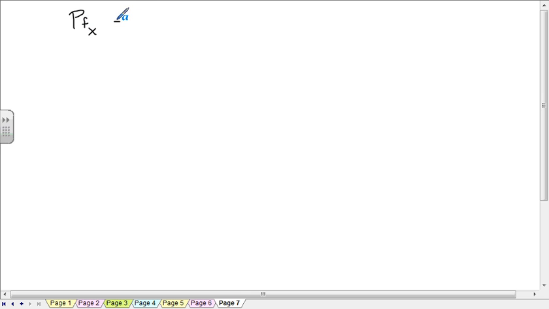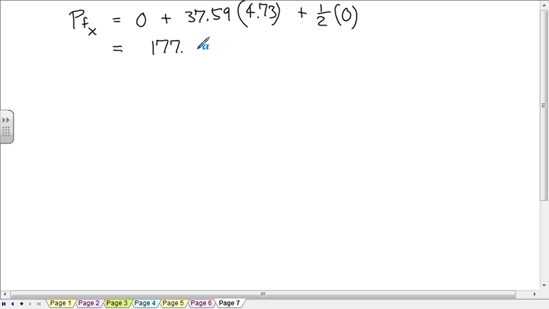And now we can go to the x equation. P of x is equal to 0 plus 37.59 times 4.73 plus 1/2 times 0. And so you get an answer that's just 37.59 times 4.73. What do you get for that? Okay, 177.8 meters. And then that wasn't exactly what was asked for.